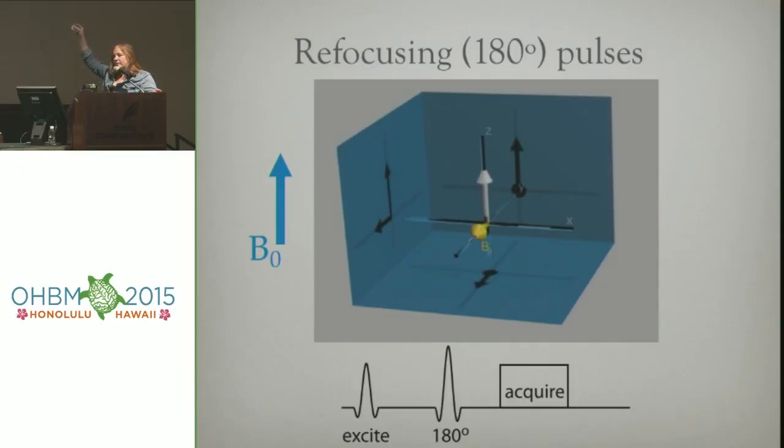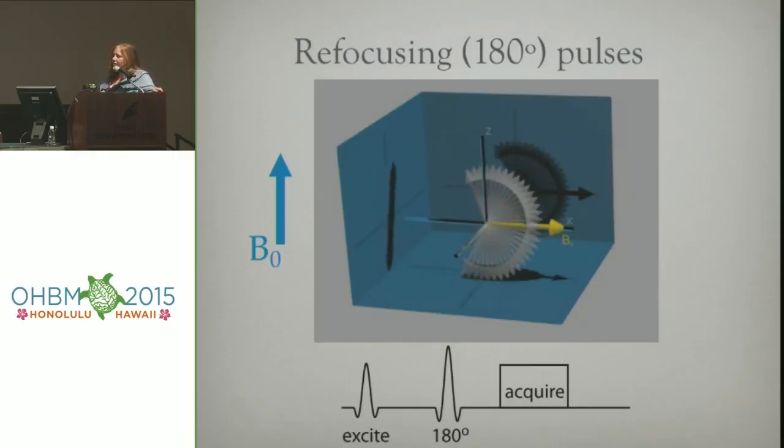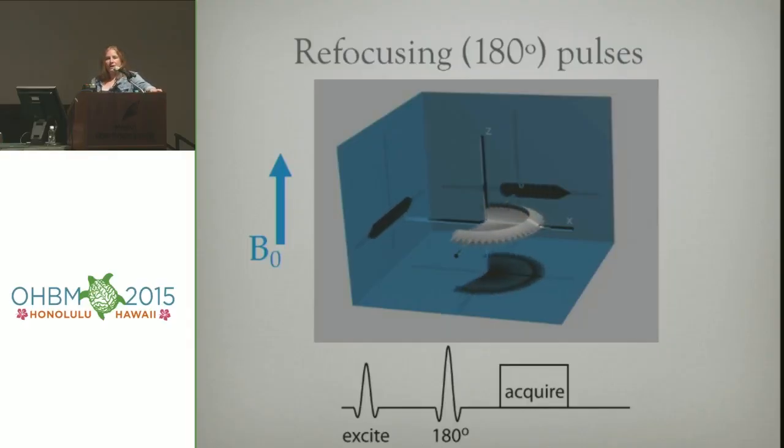So let's do the same thing now, but now we have all of our spins, and they're going to phase out, dephase. As they dephase, that 180-degree pulse manages to flip them in just such a way that they all come back into alignment.